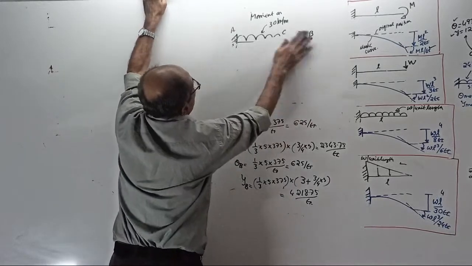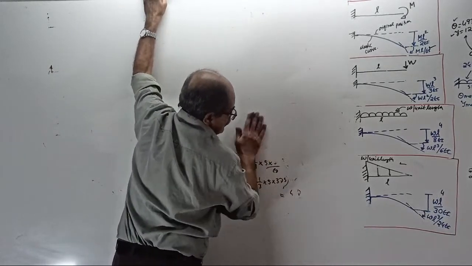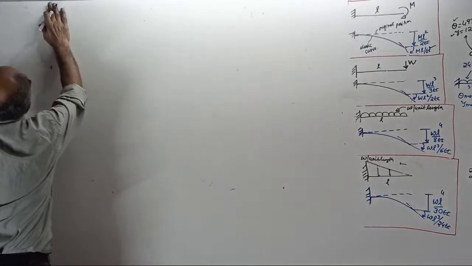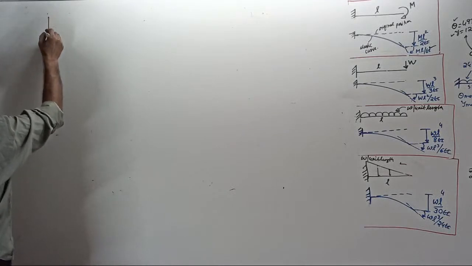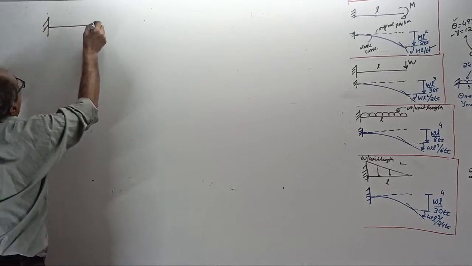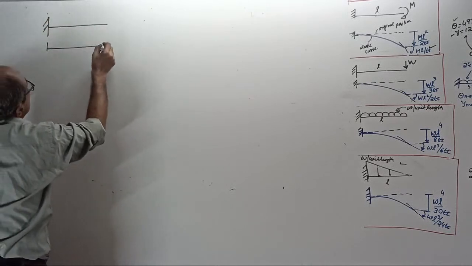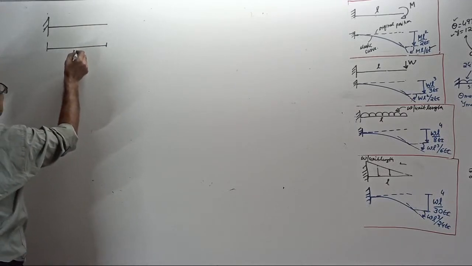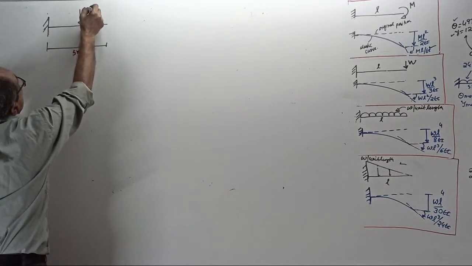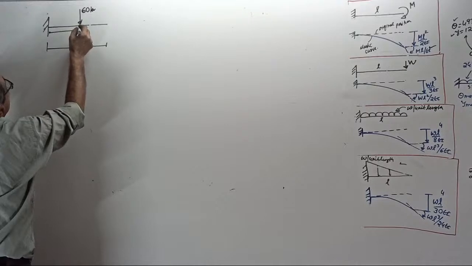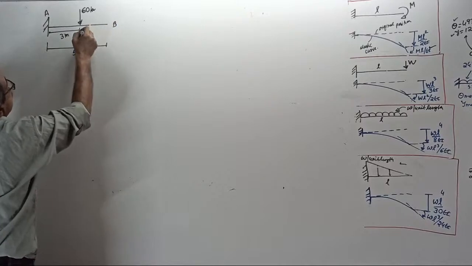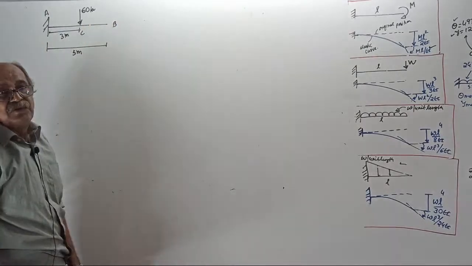Be a little careful now. Next question, important. There is a cantilever beam of span 5 meters. There is a load of 60 kilonewton at 3 meters from the fixed end. This is an exam question given. ABC.